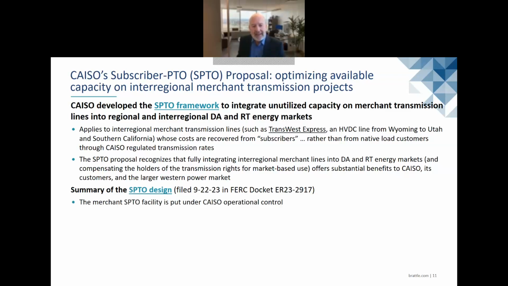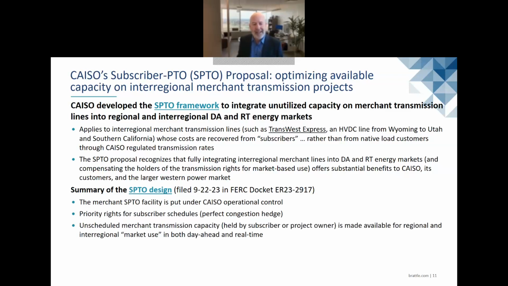The idea is that the entire facility would be under ISO control, that subscribers have priority rights, so they get a perfect congestion hedge on their subscribed transmission capacity, but anything unscheduled could be made available for regional and interregional market use, both in day-ahead and real time. And the CalISO or the larger EIM and EDAM market would optimize the merchant line just as they optimize all other regulated transmission.